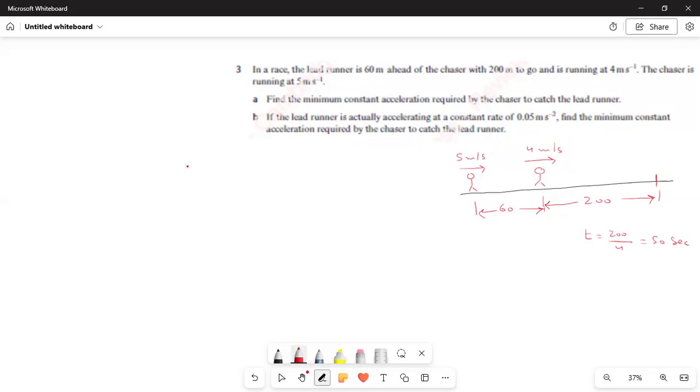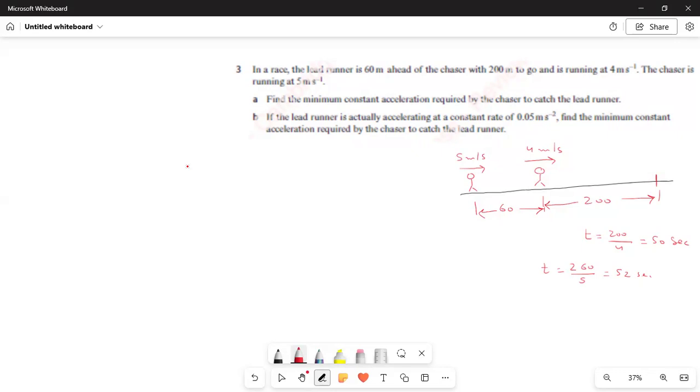Now if the chaser wants to catch him, what should be the acceleration? Because if he keeps going with the same speed of 5 meters per second and the distance is 260, how much time will he take? 260 divided by 5. So this is going to be 52 seconds, right? So that means if he keeps going with the same speed, 5 meters per second, he will never catch up. The leader will reach there 2 seconds before him.